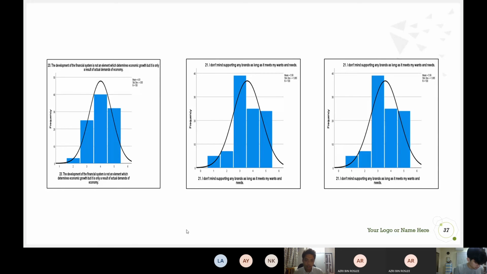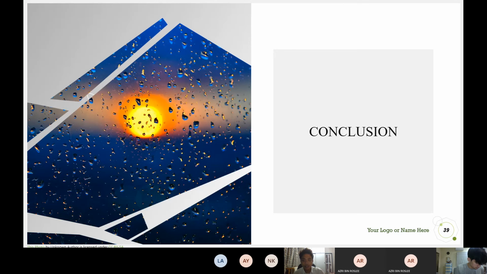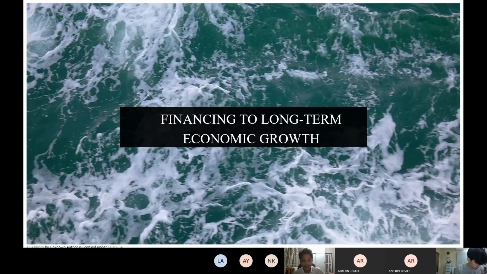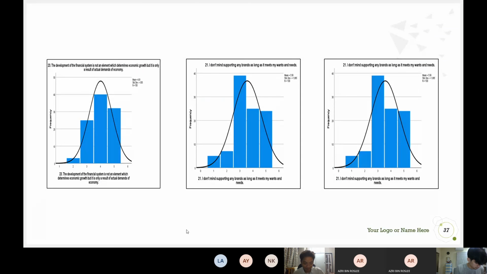Okay, for the next question, based on the chart, 46.5% of the respondents strongly agree that development and stability of the financial sector would give positive impact on economic growth. The mean based on the result is between agree and strongly agree.